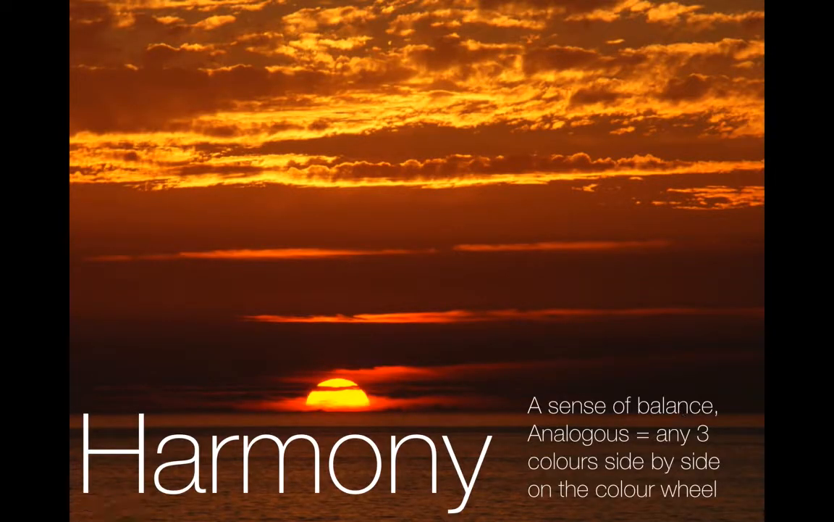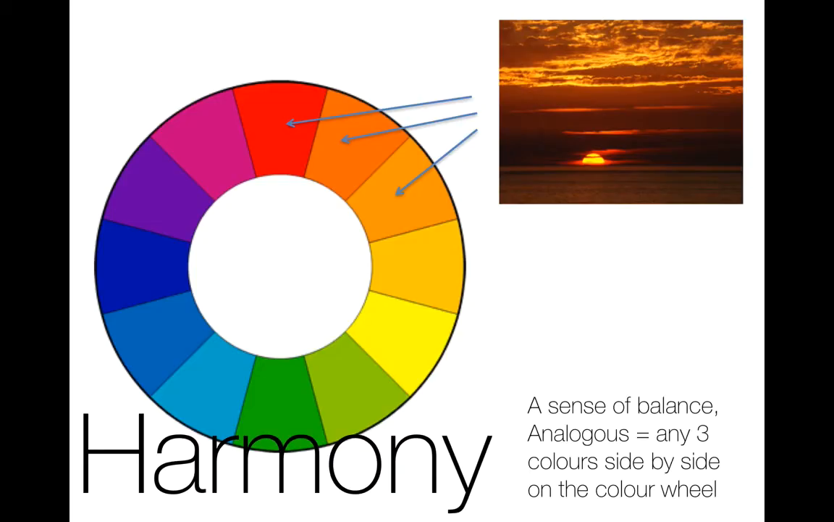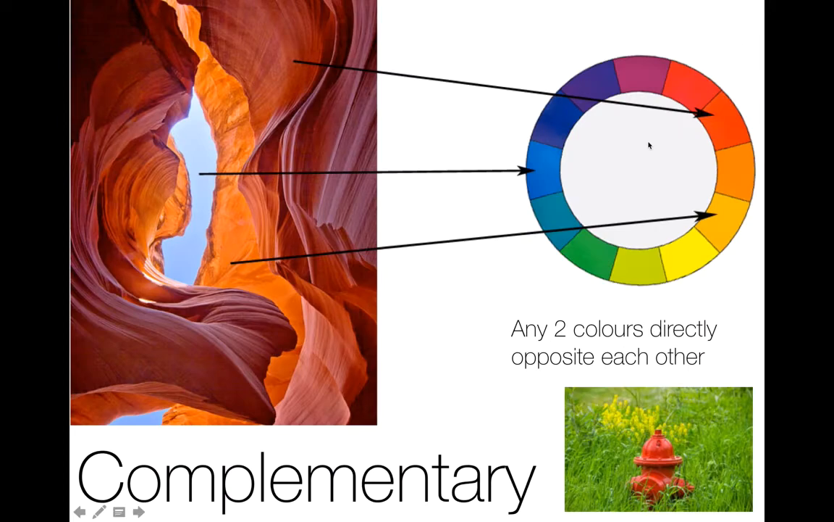When we talk about colour, we use certain words to describe them. The first of these we're going to look at is harmony. Harmony basically means a sense of balance, and it's what happens when you get 3 colours side by side on the colour wheel. So if we look at that image there, you can see that the colours used, red, orange and that paler orange there, are all next to each other on the colour wheel. So we would say that this is a harmonious arrangement of colours.